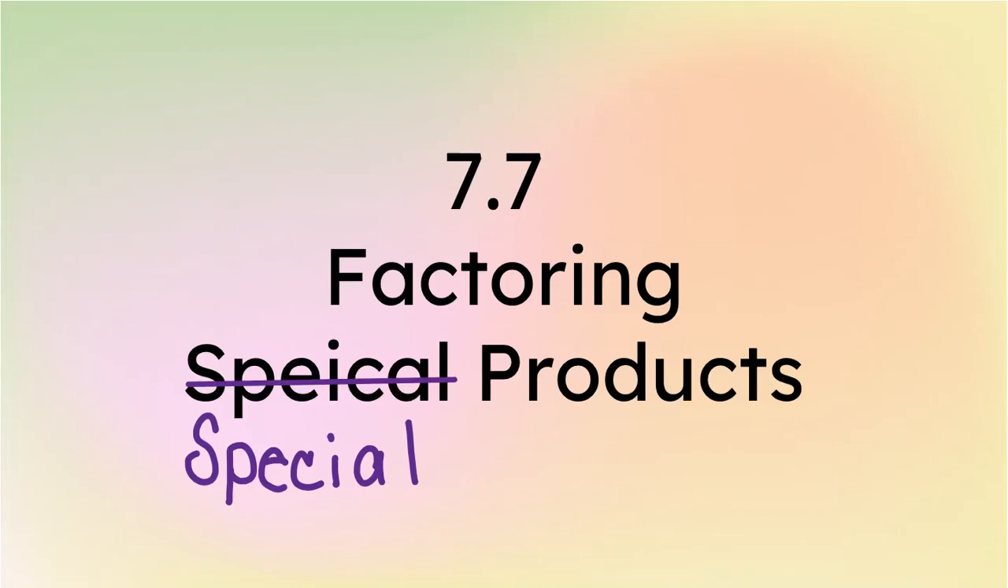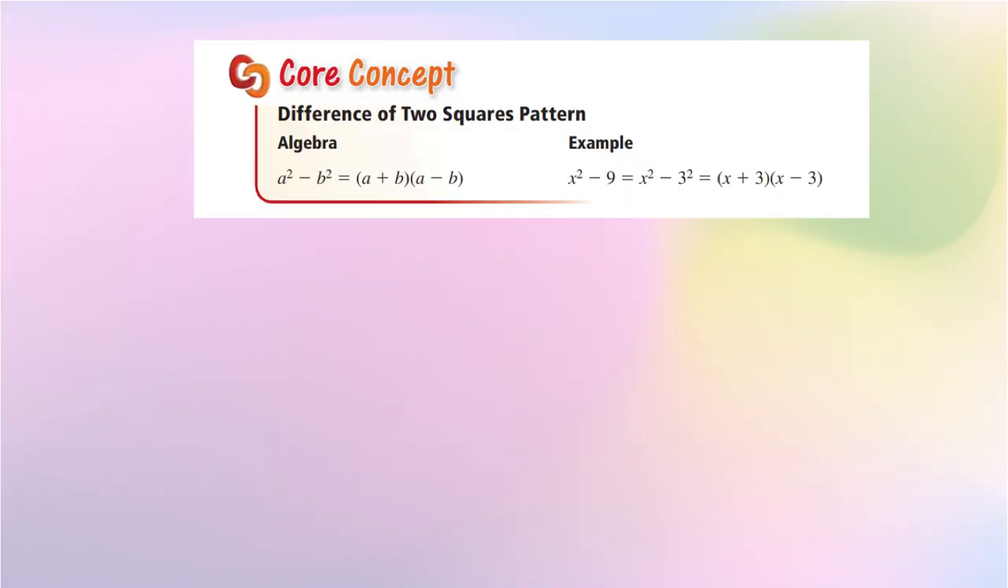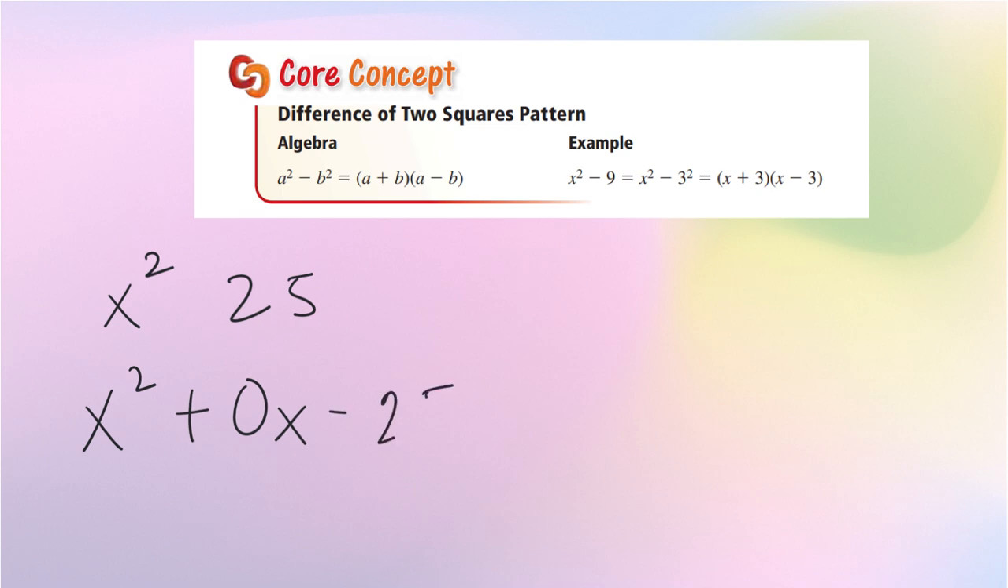Factoring special products. Earlier in this chapter, we used the reverse of this pattern to multiply binomials. So let's write, for example, if we have x squared and 25, they're both perfect squares. Think about it this way: this is the same as saying x squared plus 0x minus 25. With that being said, we know that 5 to the power of 2 gives us 25.